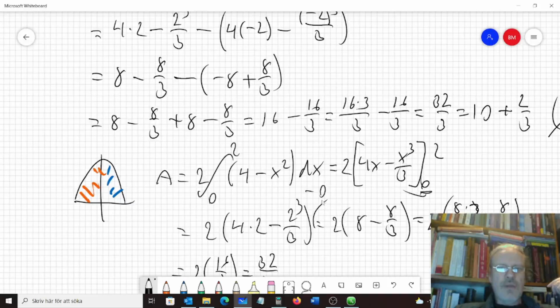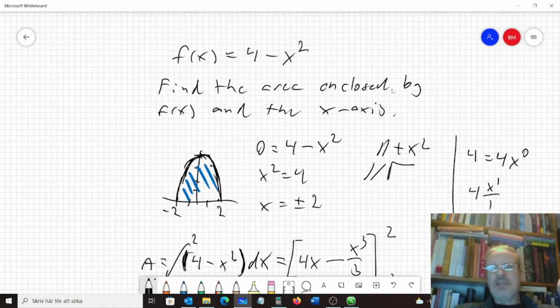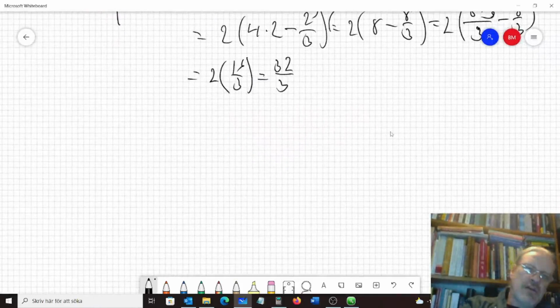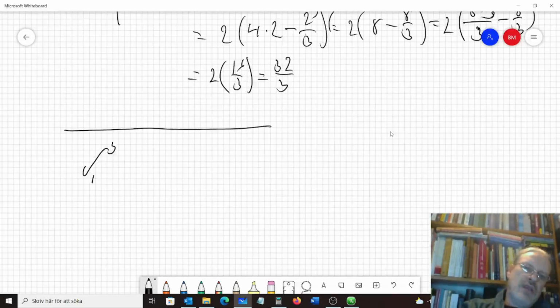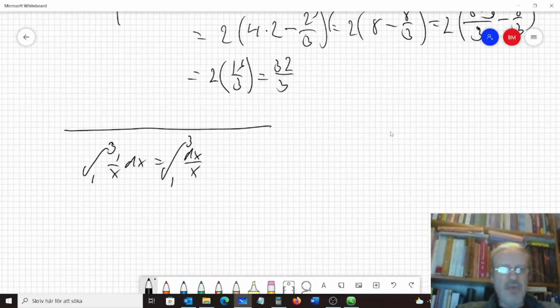So here we have an example of finding an area that is enclosed by some conditions. Let's look at another example of an integral. Say we are asked to find the integral from 1 to 3 of 1 over x dx. That's, by the way, mostly written as the integral from 1 to 3 of dx over x, means the same thing.